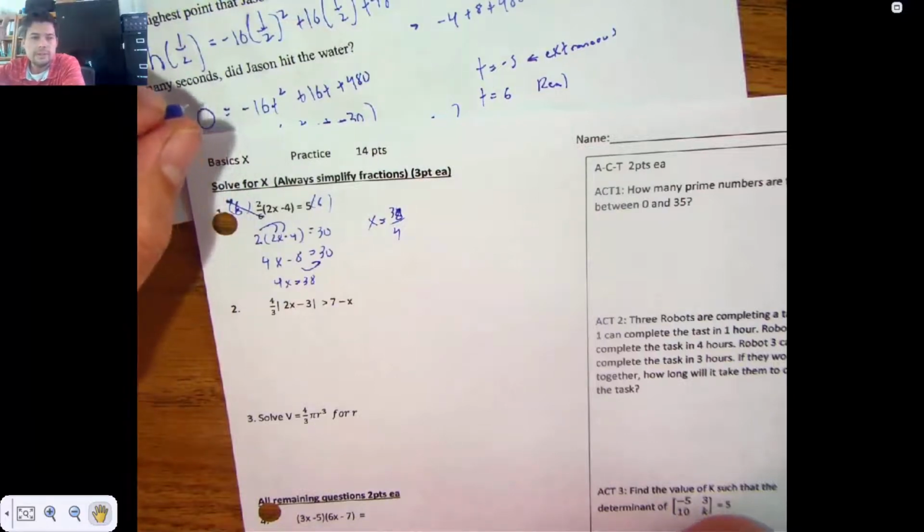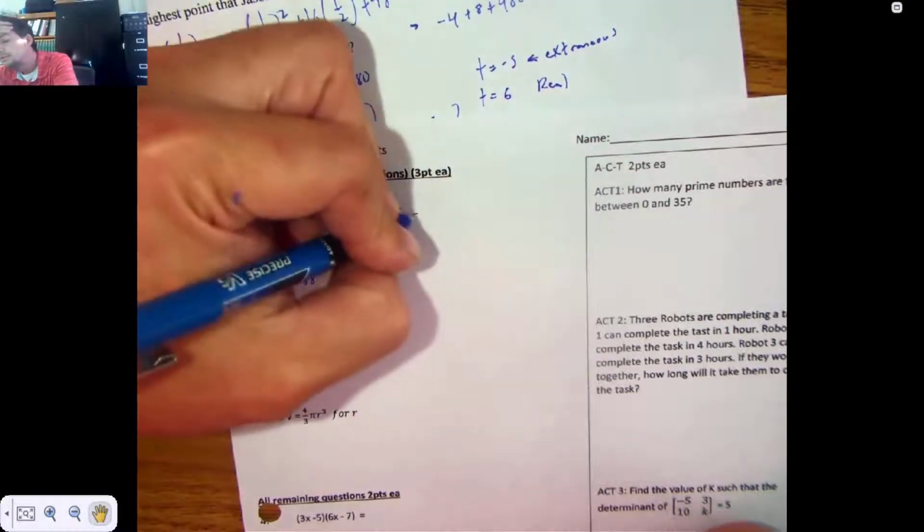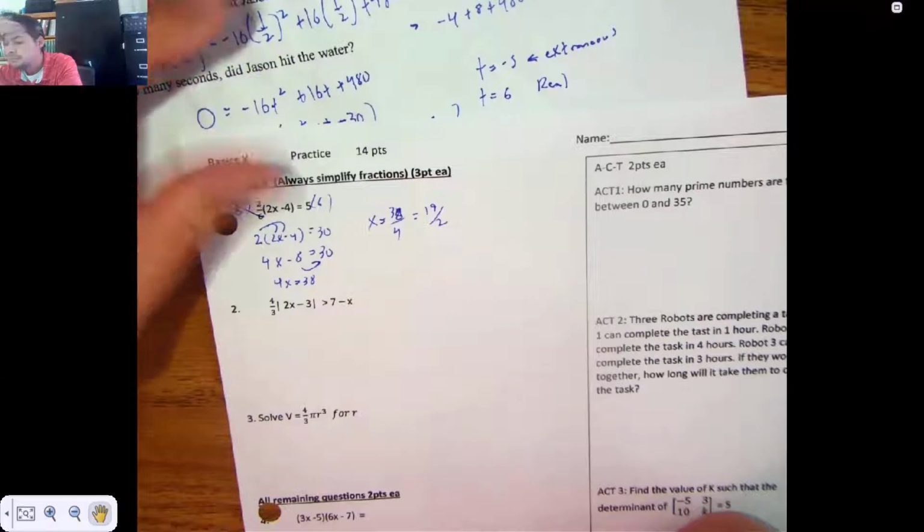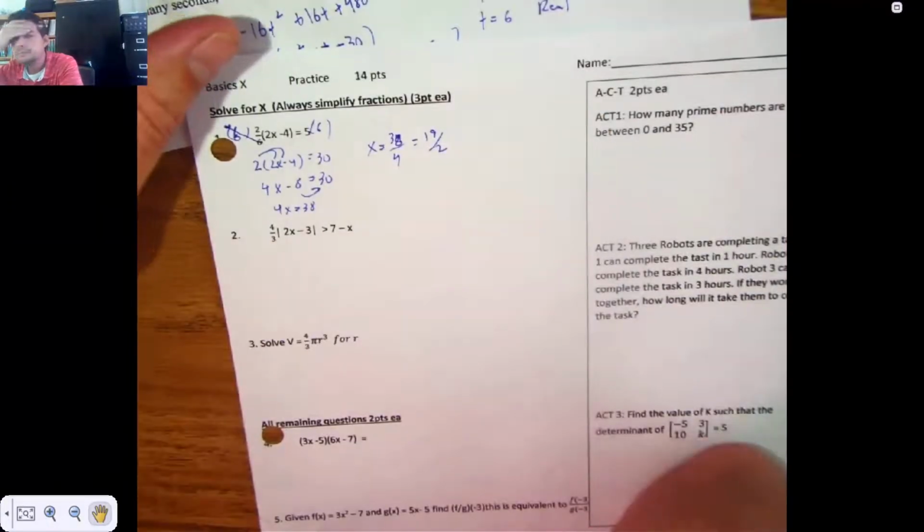Sorry, that doesn't look like an 8. I wrote a 4 for some reason. Those are both even. You should get 19 halves. Assuming I'm doing everything right. Pretty shot today. All right, number 2 is absolute value.